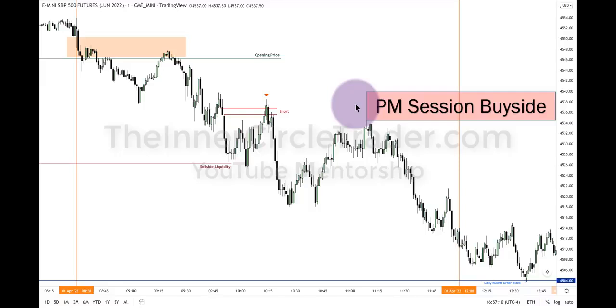Okay, so we have a PM session buy side liquidity pool that the market could likely reach up into, and again, the logic is we moved from this high down to a target. It's Friday. There's probably going to be position squaring. They're going to want to take the market back higher. So what are they going to reach for as an opposing move?